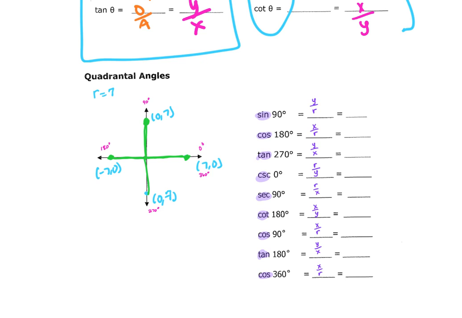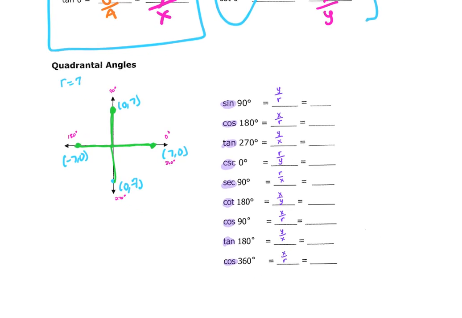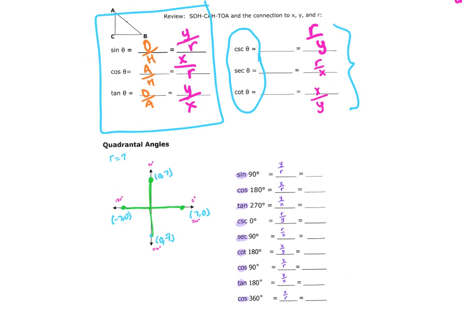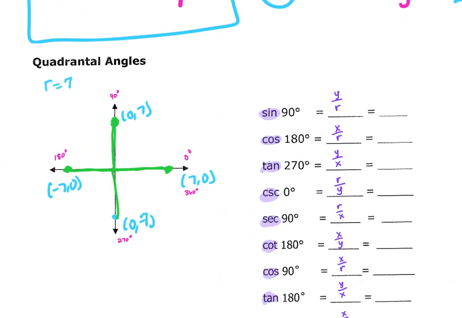So here's how we can use this information. If we're asked to figure out what the sine of 90 degrees is, we need to think about what the ratio is that we know for sine. So sine at 90 degrees, the ratio is y over r. We want to go to 90 degrees and pick out what the y value is, which is 7, and then the r value, the radius, the distance we're going out from our origin, which is 7. And so we get that the sine of 90 degrees is 1.